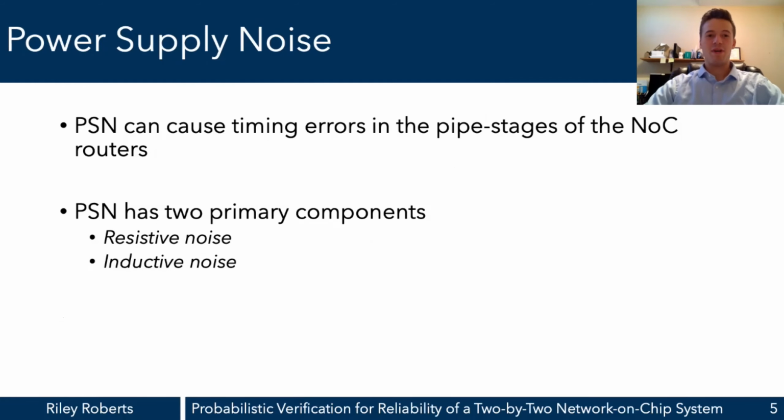PSN, or power supply noise, can radically degrade the delay of various on-chip circuit components, which in turn causes timing errors in the pipe stages of the NoC routers. PSN is primarily composed of two components, the first being resistive noise, which is the product of the current drawn and the lumped resistance of the circuit, and the second being inductive noise, which is proportional to the rate of change of current through the inductance of the power grid.